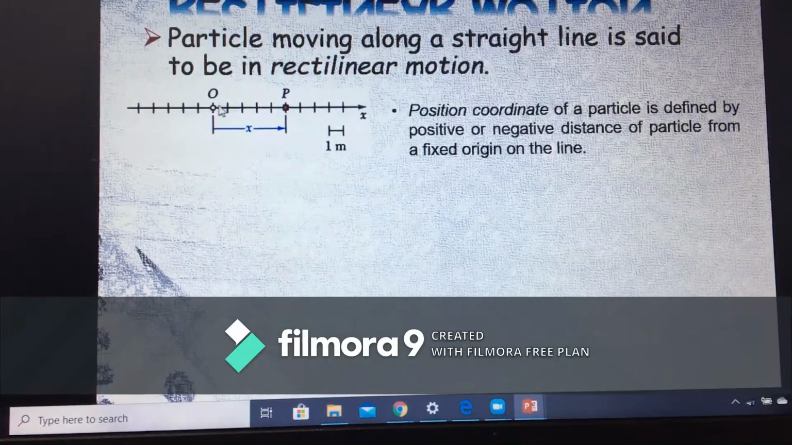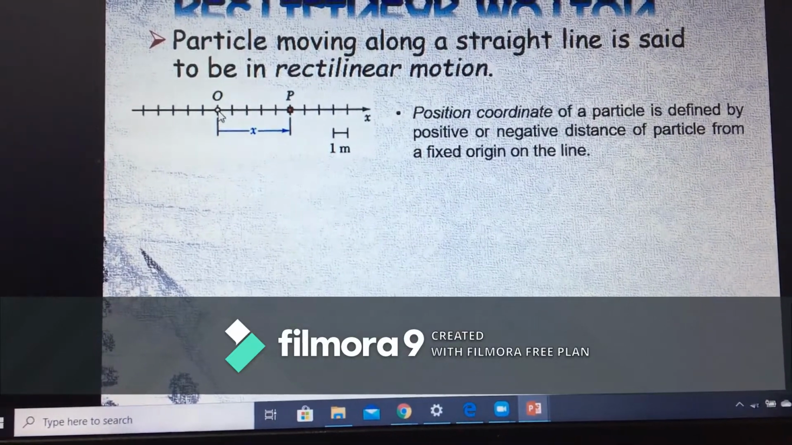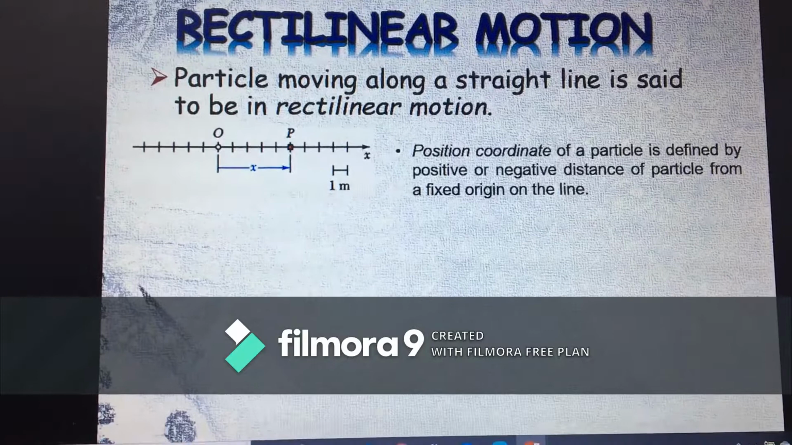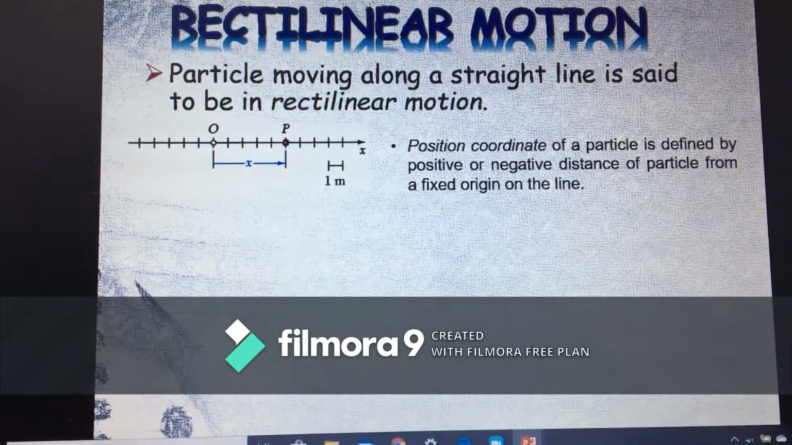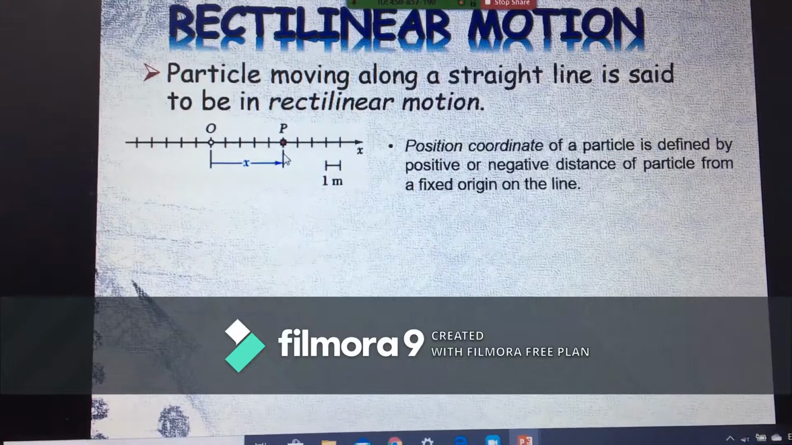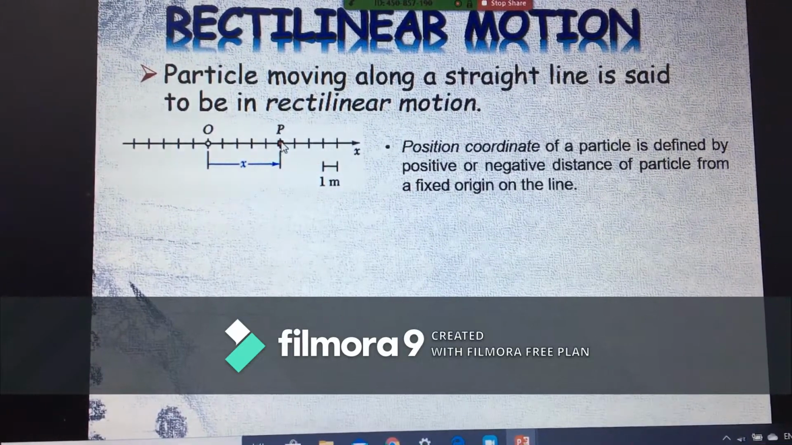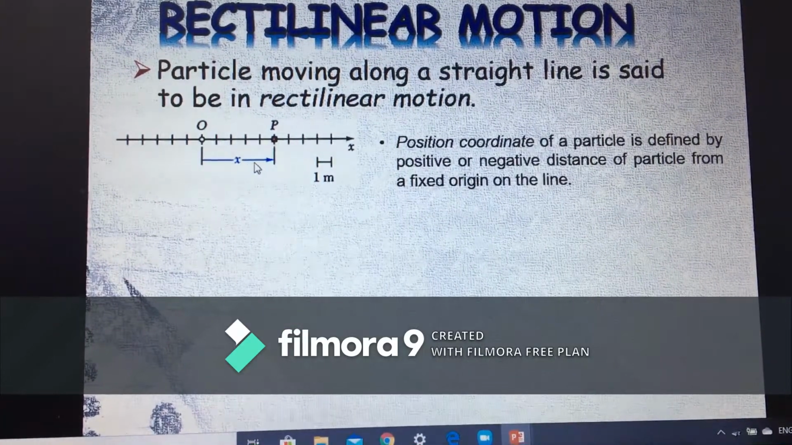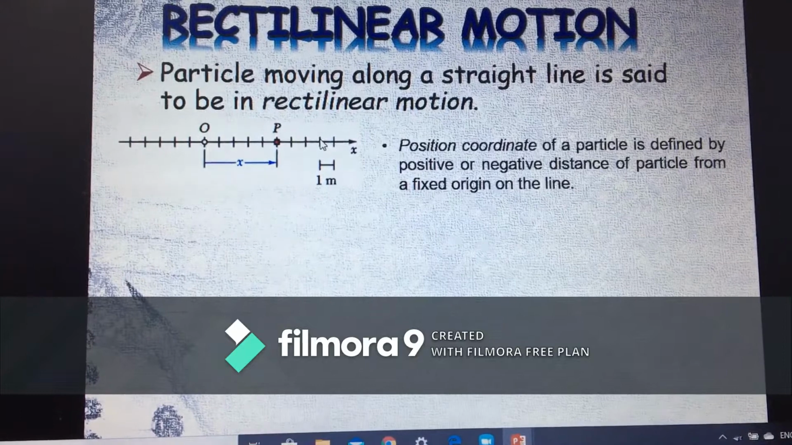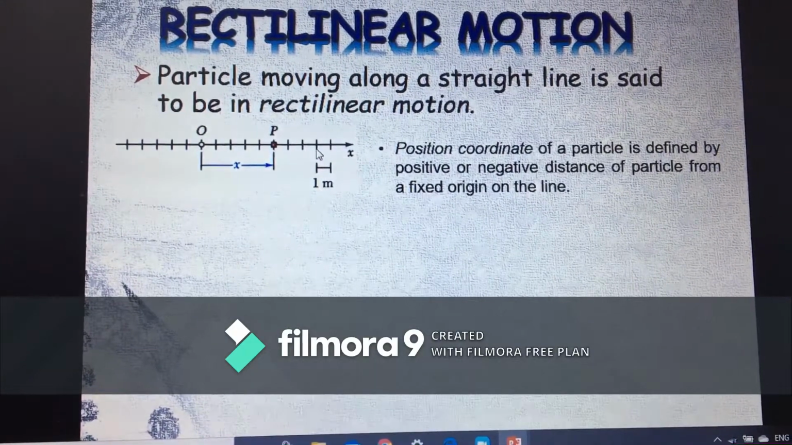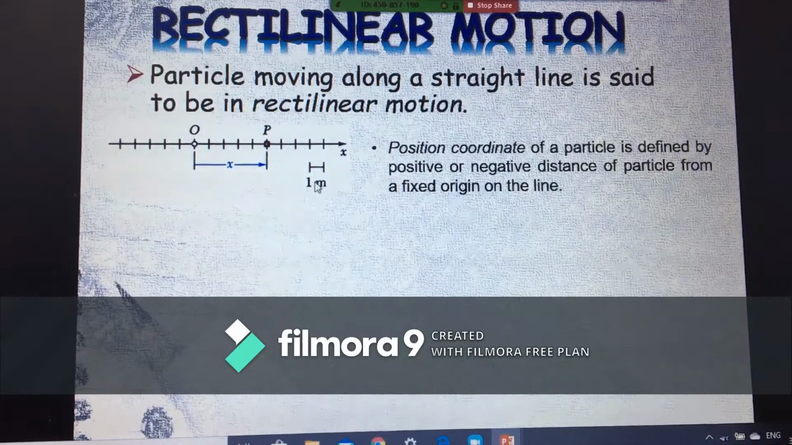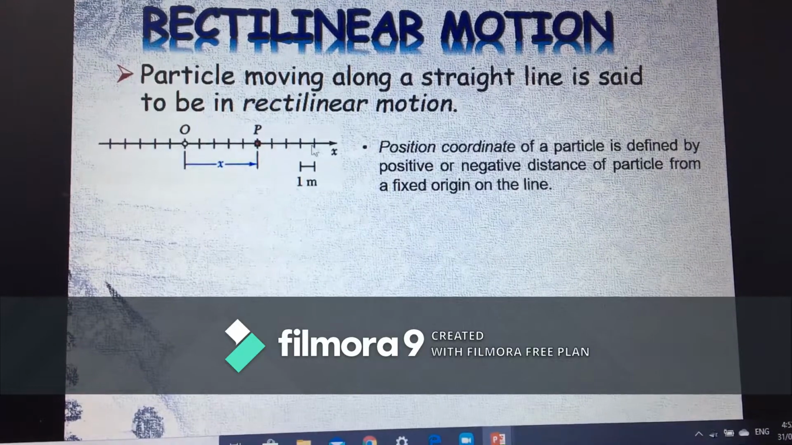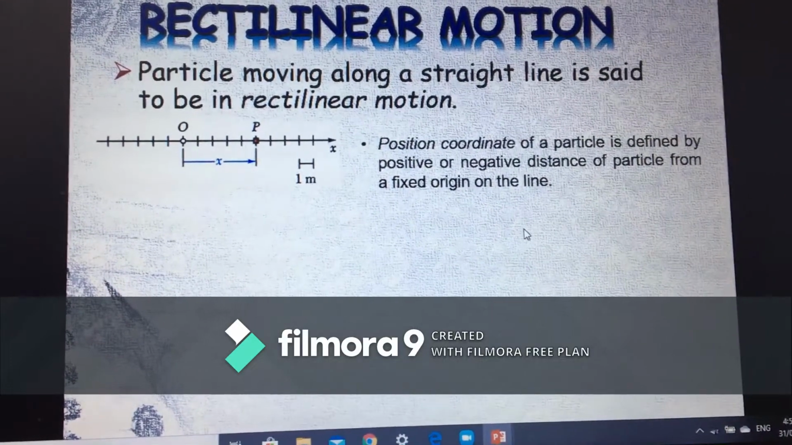Assuming that the particle is starting at this point, at t equal to 0, it means that the particle is not yet moving. And when the particle is moving at t equal to, say, t1, the position of the particle is at this point, and it travels a distance equal to x. By the way, the distance from this point to this point is equal to 1 meter. That is our assumption. So the gap here is 1 meter.